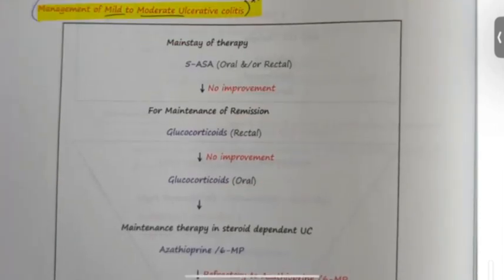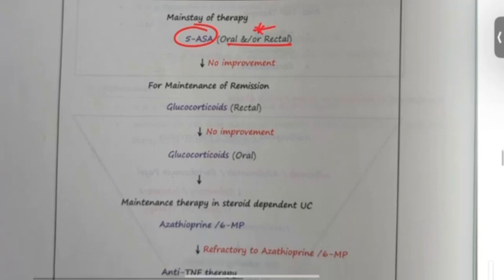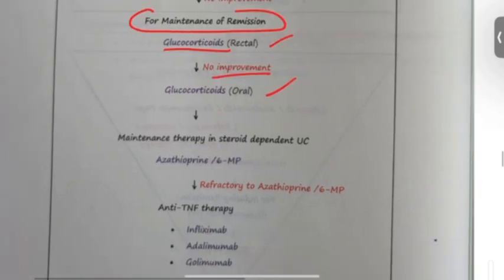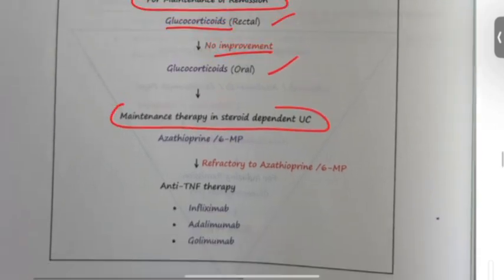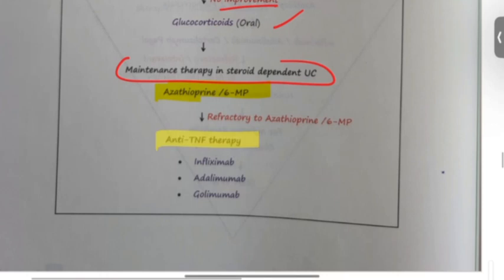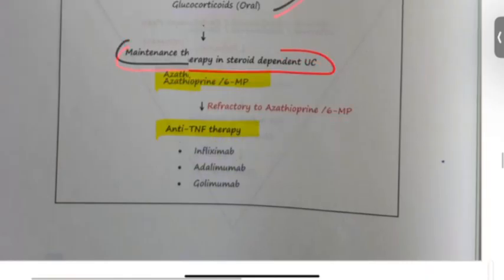Management of mild to moderate ulcerative colitis. The mainstay of therapy is 5-aminosalicylic acid, oral or per rectal. If this does not improve, we will go for remission, that is glucocorticoid. After that, if there is no improvement, first we give rectal, then oral. If there is still no improvement, then maintenance therapy in steroid dependent ulcerative colitis, that is go for again 6-mercaptopurine or azathioprine, and after that anti-TNF therapy, infliximab, adalimumab, golimumab, this kind of drugs.